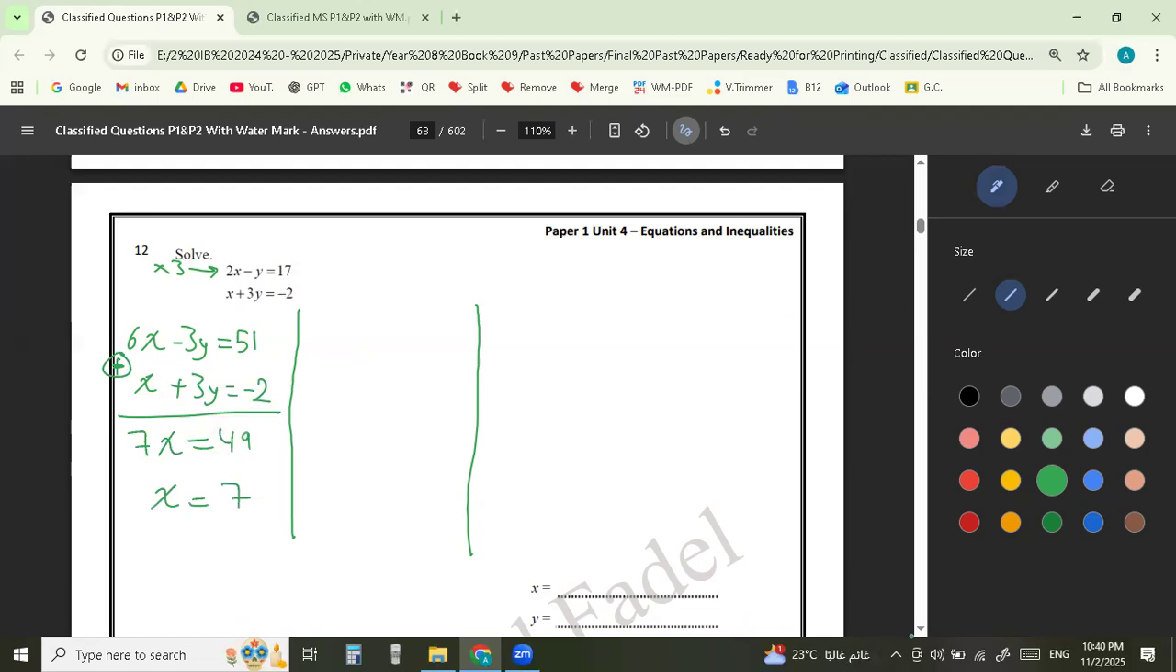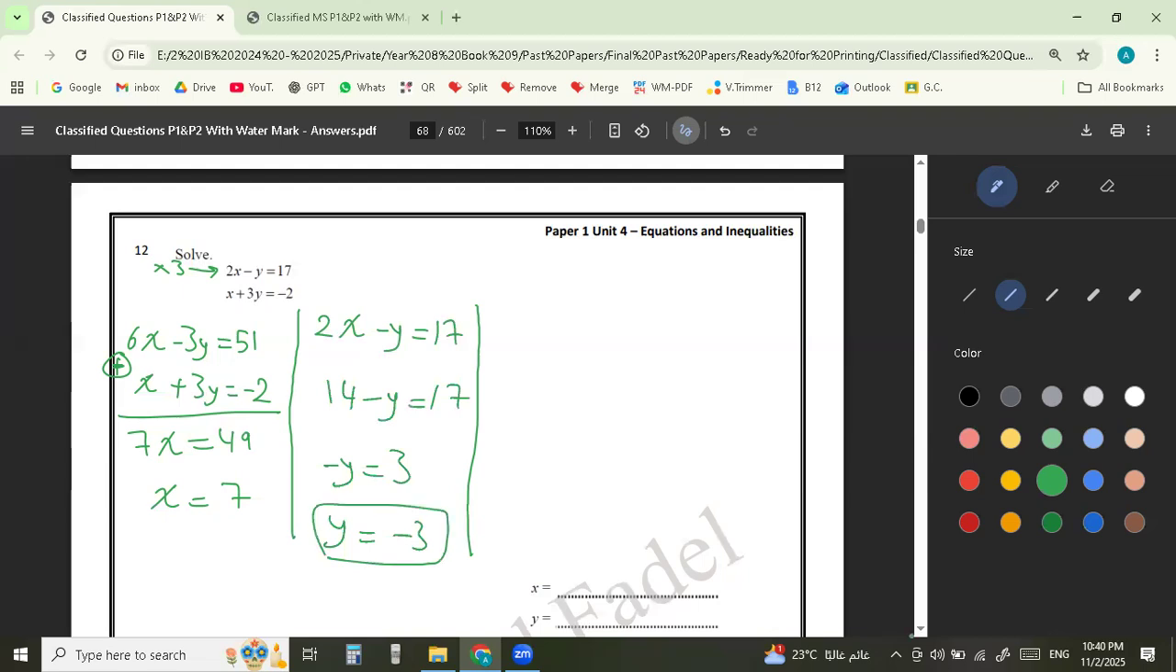Take the first equation and substitute. When x is 7, I'm going to do what? 2 times 7 is 14. Minus y equals 17. So negative y equals 17 minus 14, because I'm going to send the 14, it's positive, I'm going to send it there negative. It will be 3. So y is negative 3.